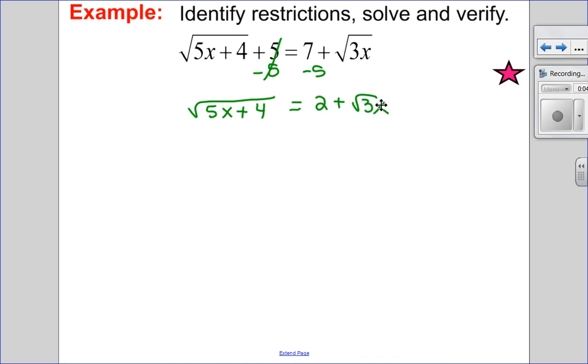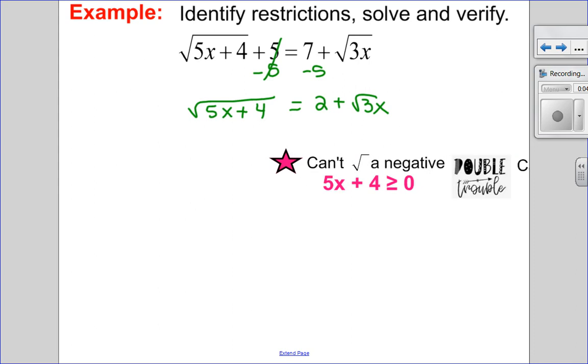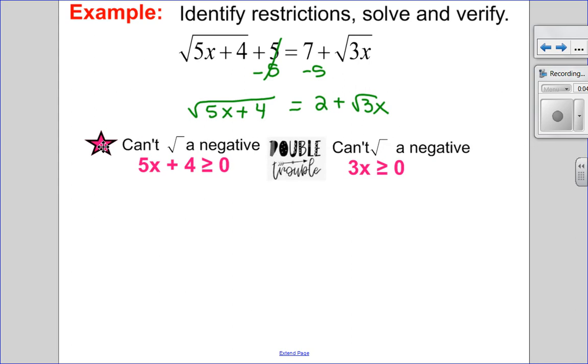So stating my restrictions first, I have 2 roots, so I have double trouble. I have 2 different restrictions.